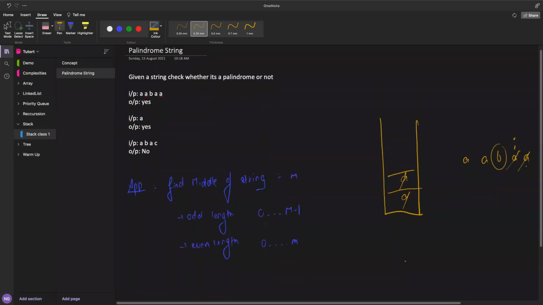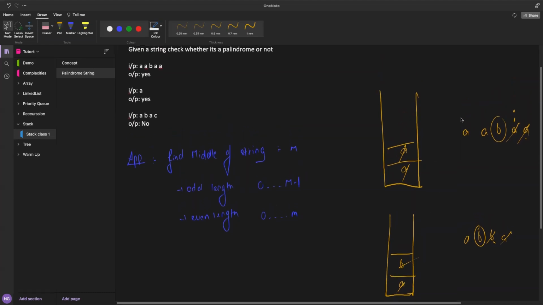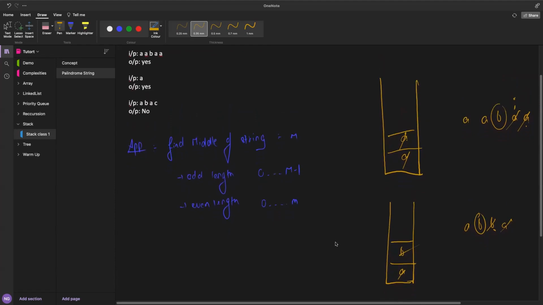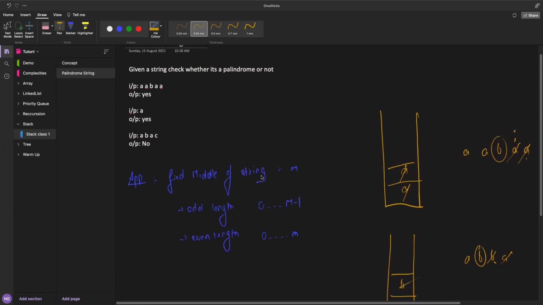Similarly, if you take an even length string, for example A, B, B, A. I know that this is the middle element, so I will be inserting the middle element also. In the previous case, I am not inserting the middle element. So now B and B are same, you will remove it. A and A are same, you will remove it. At the end, if your stack is empty, it means it is a palindrome. At any point of time, if the top of the stack and the element in the string are not matching, then it is not a palindrome.